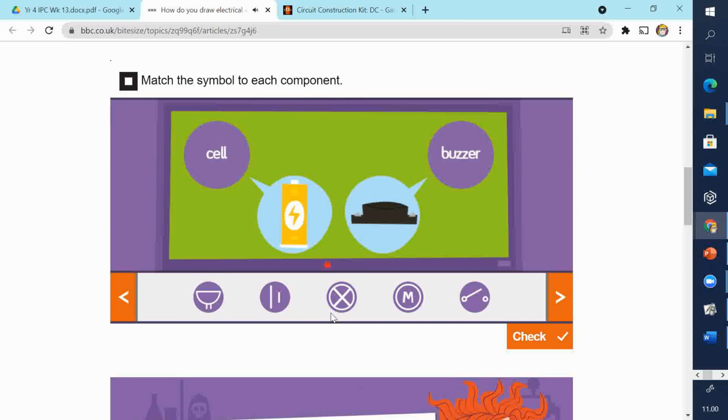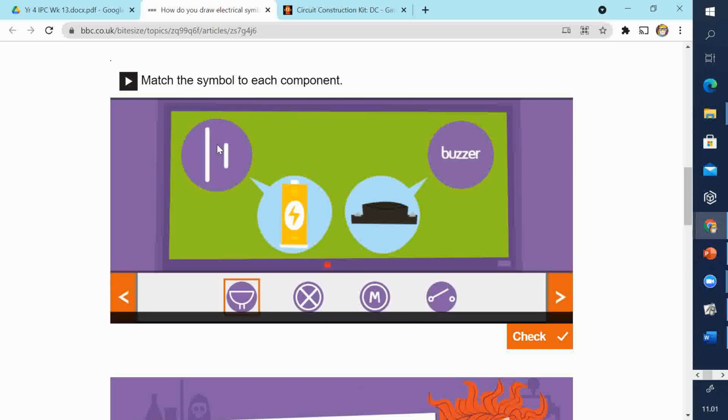Then you basically have to match the symbol to each component. So this is a battery, of course, or some people call it a cell. So which symbol do you think it is? Is it the first one, second one, third one, fourth one, or fifth one? Which do you think it is? Anyone can. I think most people are saying the second one, right? So I'll put that on there.